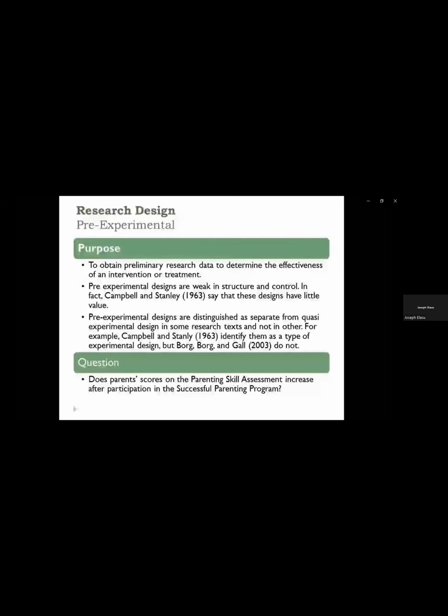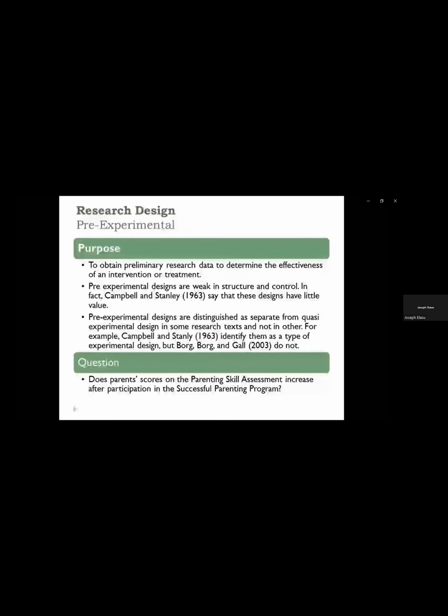I bring up pre-experimental designs here because I want you to be able to recognize them, and I want you to recognize that they are not rigorous studies. Like Campbell and Stanley said, they have no value. So for a dissertation or a thesis, they really shouldn't be done. They are, however, often used in program evaluation for school systems and can be very effective for that purpose.